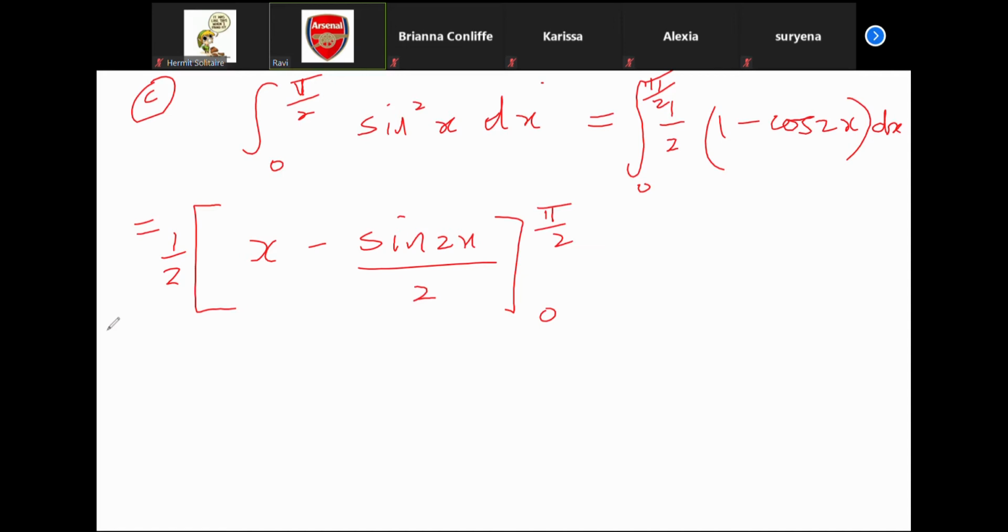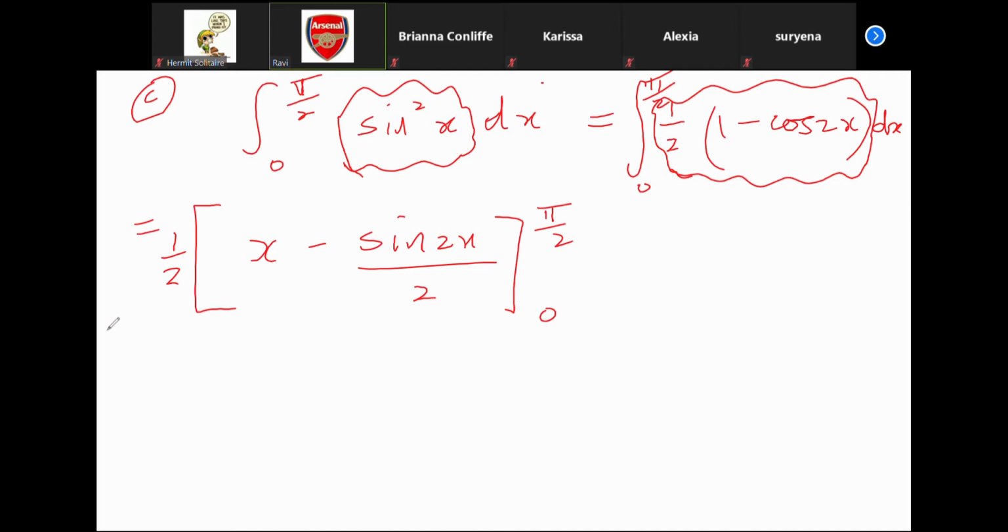For those of you who came in late, sine squared is the same as a half into 1 minus cos 2x. Why? Because on the previous whiteboard we showed, using the trig identity for cos 2a is 1 minus 2 sine squared a, making sine squared the subject, and then integrating.